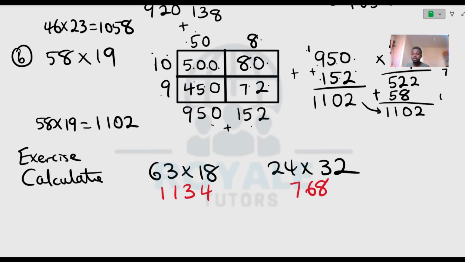Now we have 1,102. So I want you to use the column method for the exercise as well and see that you have the same answers. If you don't, you might need to go back and watch the examples we did again.